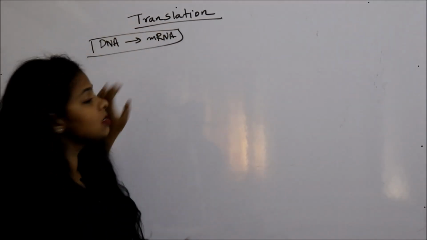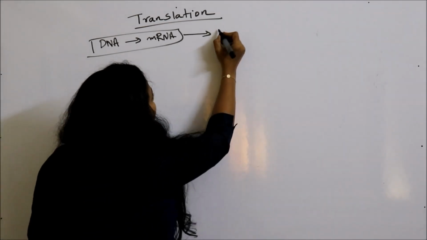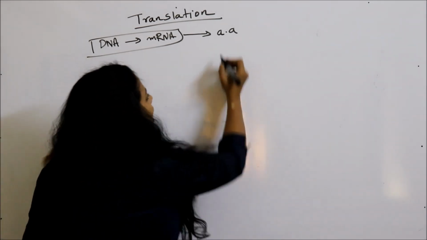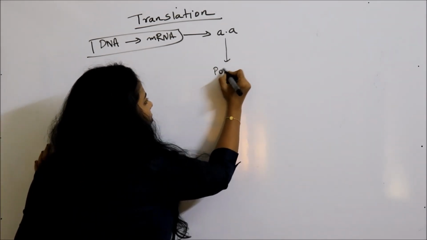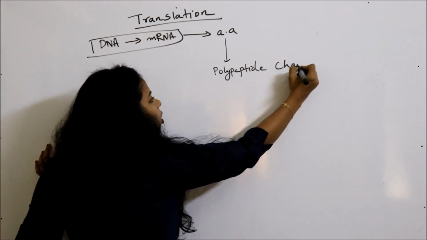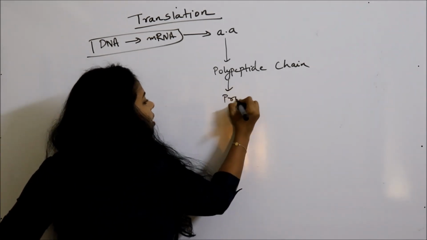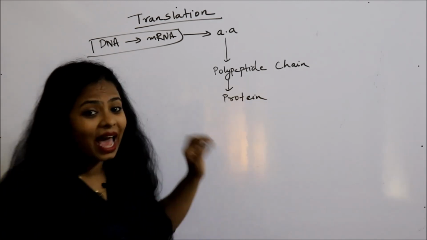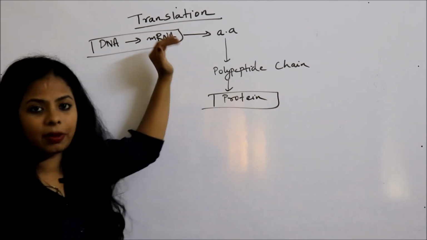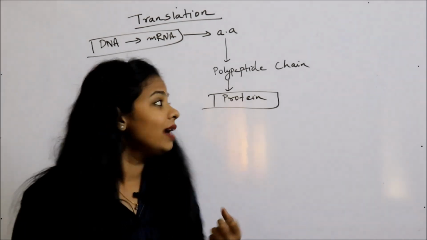Now, the codons on this mRNA are going to get decoded to form amino acids. Amino acids are going to join, and what will be formed is a polypeptide chain. Now, polypeptide chains form protein. So in the process of translation, what happens is mRNA gets converted into protein. Now this conversion of mRNA into protein occurs in the cytoplasm at the ribosome.